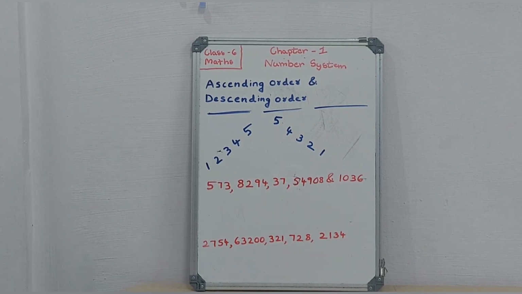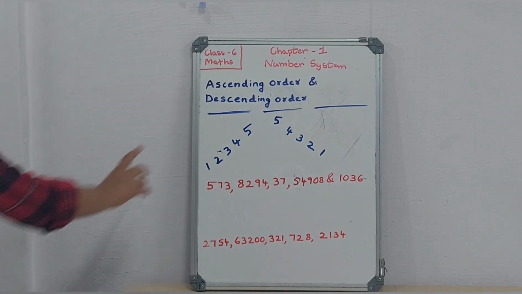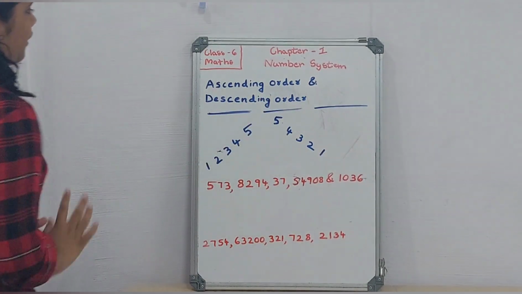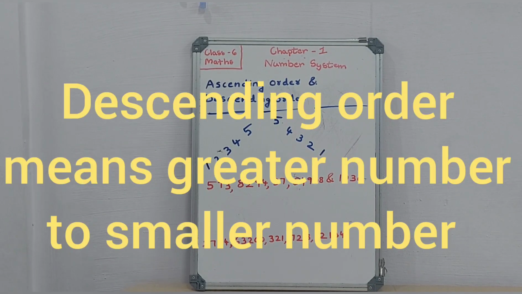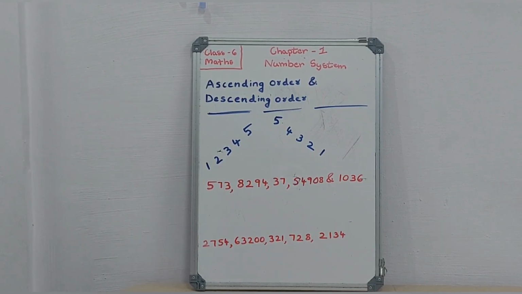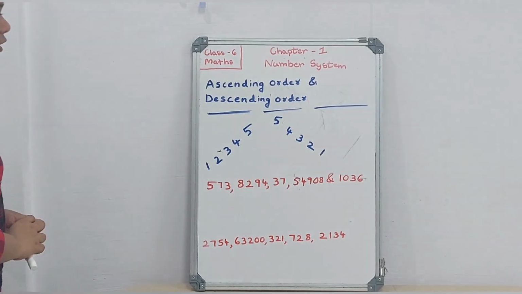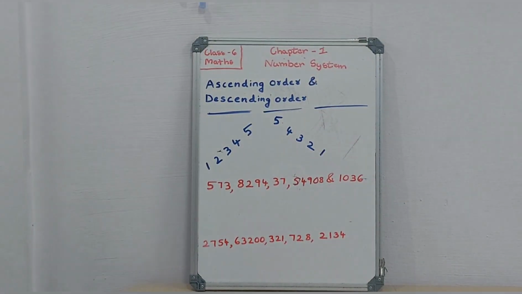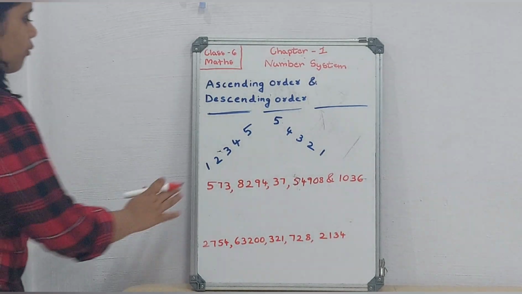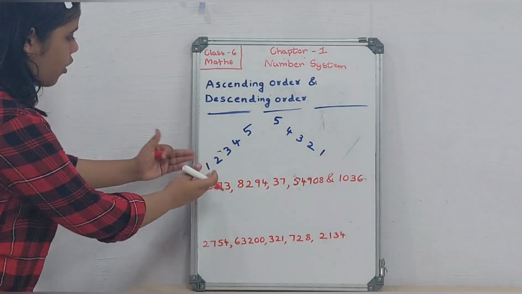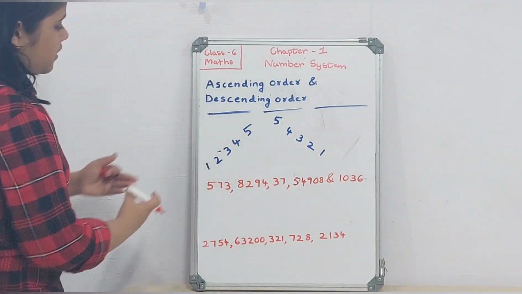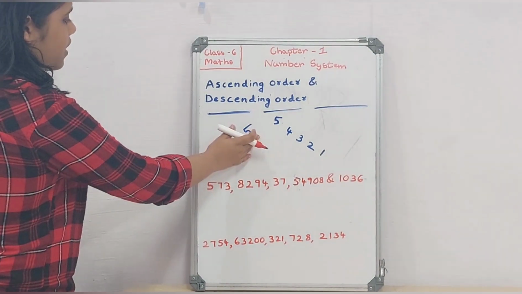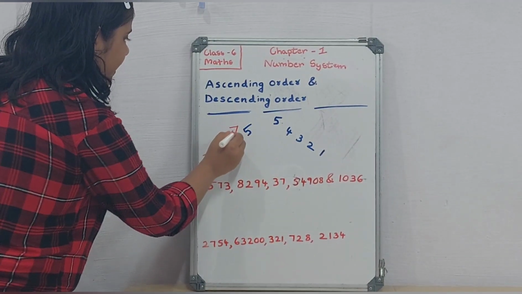Okay, so the next topic that we are going to discuss is ascending order and descending order. Ascending order means smaller number to greater number, while descending order means greater number to smaller number. Let's see one example over here. 1 to 5. We all know 1, 2, 3, 4, 5. We know the countings, right? So here we have 1, 2, 3, 4, 5. The smaller number here is 1. The greater number here is 5. So if you go from smaller number to greater number, that means this is ascending order.